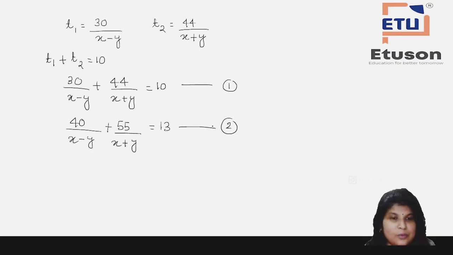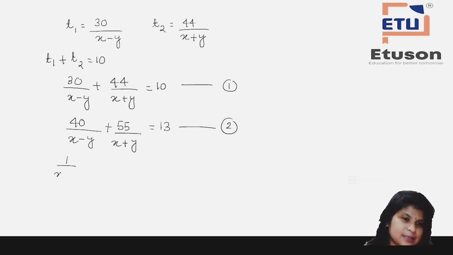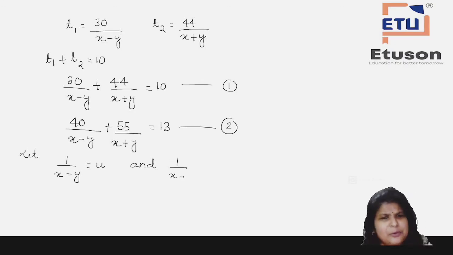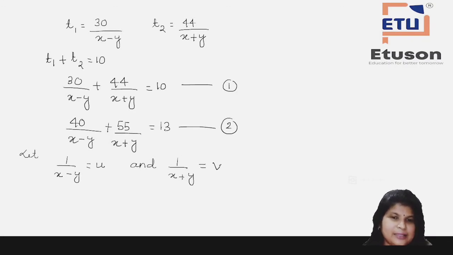Now these two equations, are they in standard form? Definitely not. So what will I do? I will just consider some variable for x minus y. Let 1 by x minus y is equal to u. I am taking u and v because u stands for speed and velocity, right? So I am taking that notation. You are free to choose any variable, don't worry. Okay, so 1 divided by x plus y is equal to v.